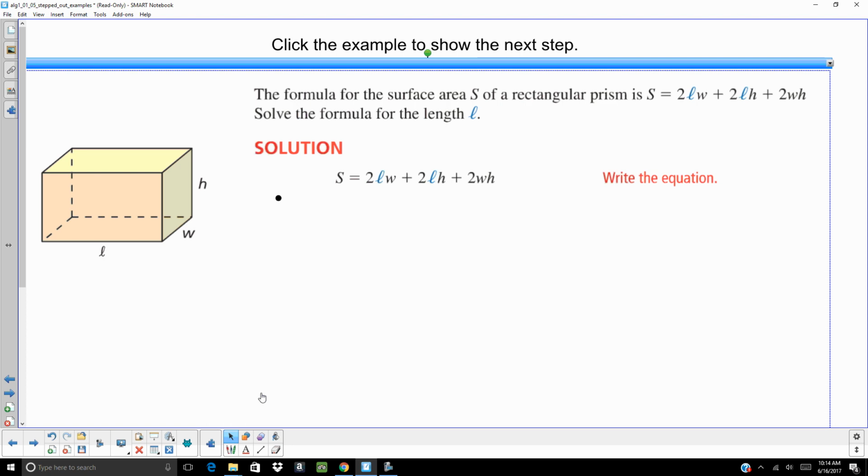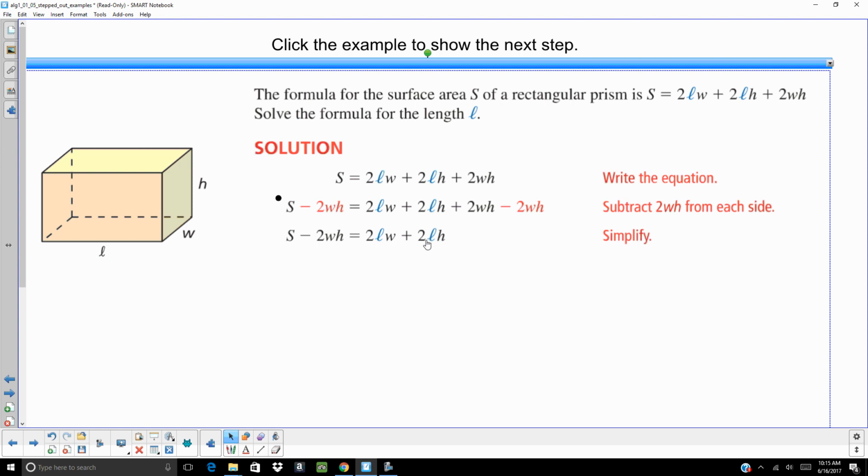So there's our original equation. And we want to get rid of that 2WH. We're going to leave everything with the blue right now where it's at. So subtract 2WH from both sides. Those are not like terms, so we can't combine them. And we're going to be left with S minus 2WH equals 2LW plus 2LH.